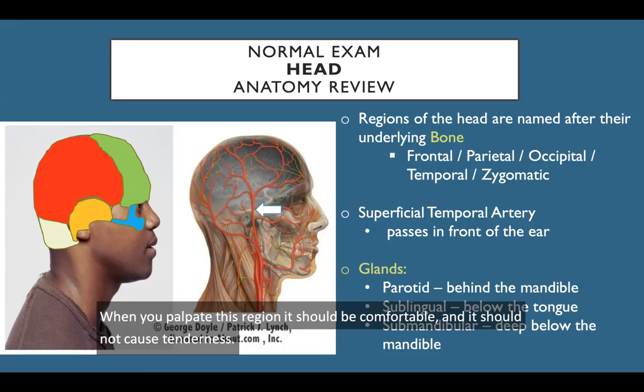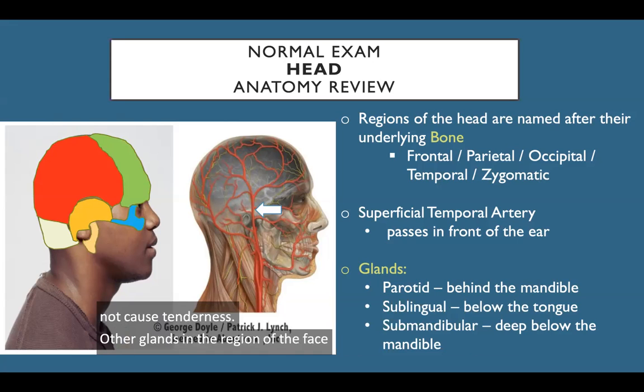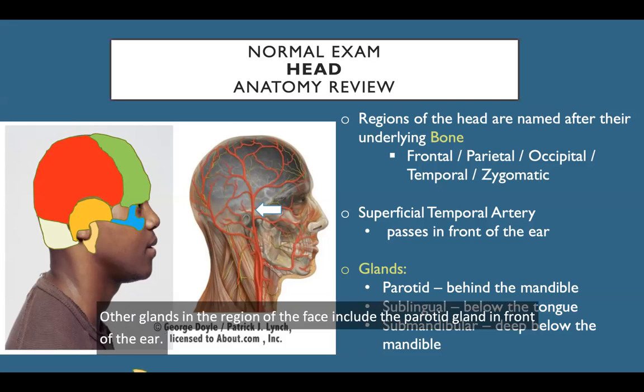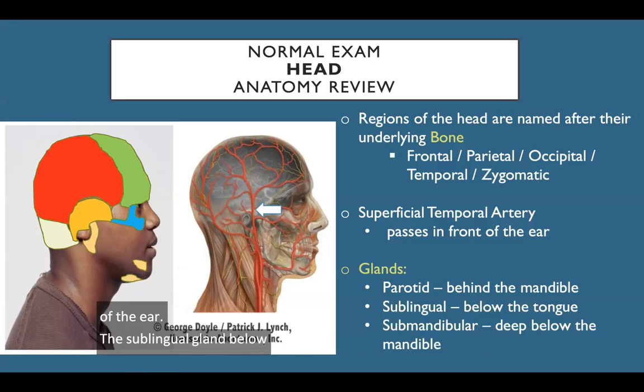Other glands in the region of the face include the parotid gland in front of the ear, the sublingual gland below the tongue, and the submandibular below the mandible.